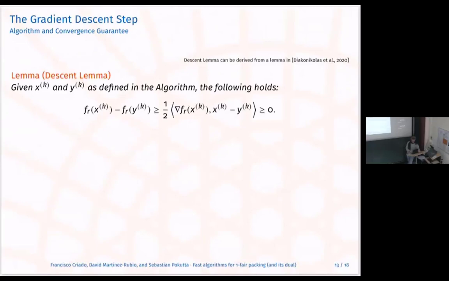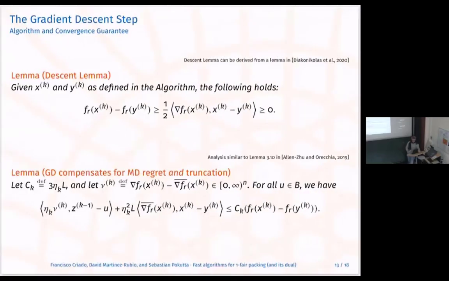So there's basically this descent lemma that you can see here. Let me tell you what it is. Don't try to parse it yourself. It's something that you can relatively easily derive from previous work from Diakonikolas from 2020. That was the n squared by epsilon squared algorithm. It says that if you have x_k and y_k, so think of x_k as your attachment point, then f_r(x_k) minus f_r(y_k), this is your primal progress. Your primal progress is lower bounded by 1/2 times the inner product of the gradient with these two points. So first of all, this is going to be non-negative. That's relatively easy to see because all the signs match. But the other thing is it will actually be relatively large.